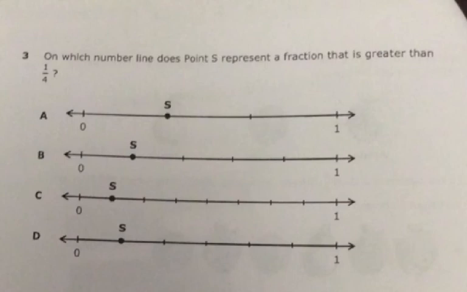Question number 3. On which number line does point S represent a fraction that is greater than 1/4? So on these number lines, what I have to do is go through and count all the little lines. So for A, this is number 1, number 2, number 3. So that means there are 3 parts. So I write my fractions. Line B, there's 1, 2, 3, 4, 5 lines. So each fraction is going to be a fifth.